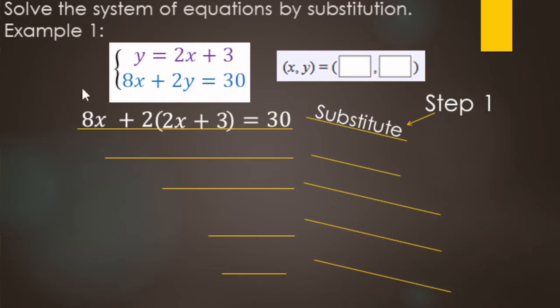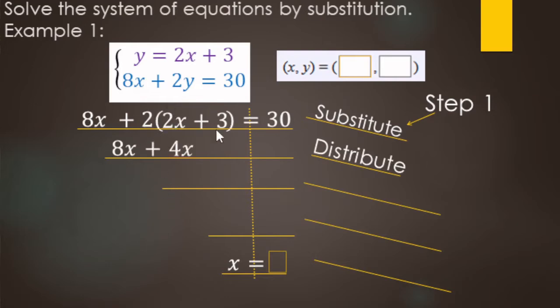So let's start by cleaning up this left-hand side. In other words, we're going to simplify. In this case here, that is going to be distributing first. So we have our 8x, and then we have 2 times 2x makes 4x, and then 2 times 3 is a plus 6. We still have the equals and the 30.